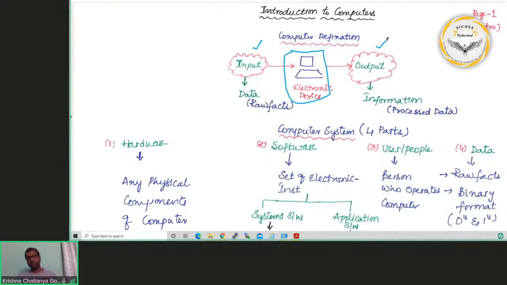So what do you mean by a computer? Why do we require a computer? A computer is nothing but an electronic device which takes data from the user or from another system, and converts or processes that data and produces an output. So this is a small definition of a computer. Now we have a concept called the computer system.